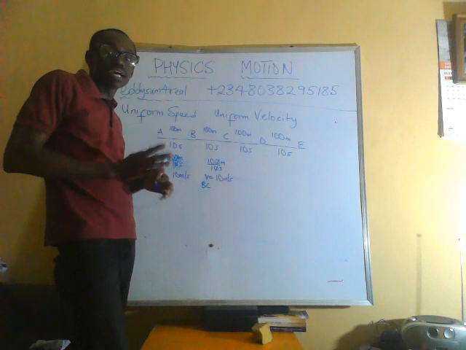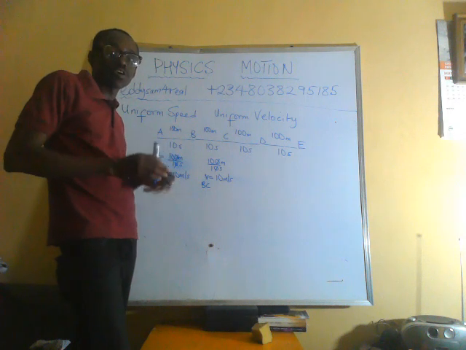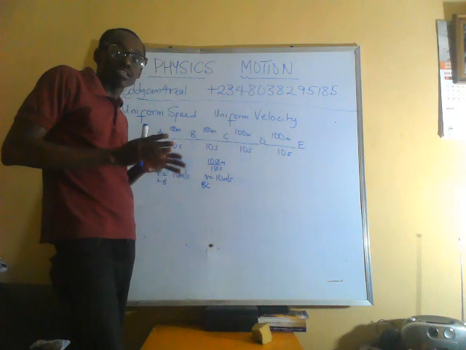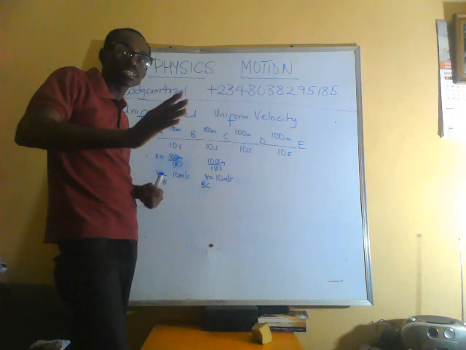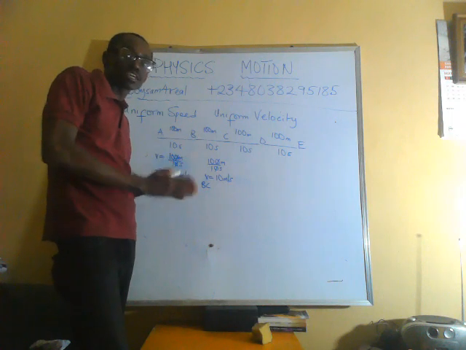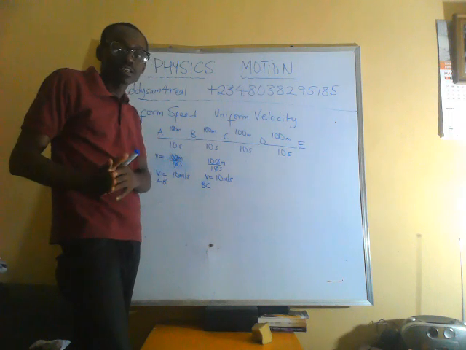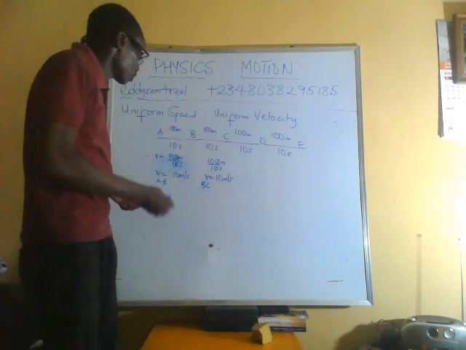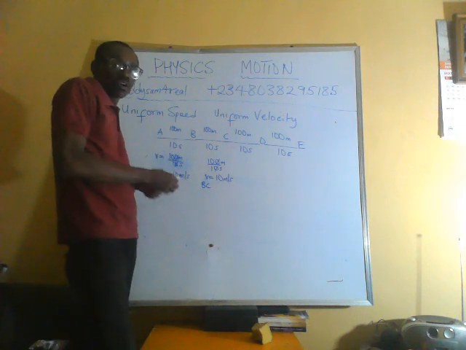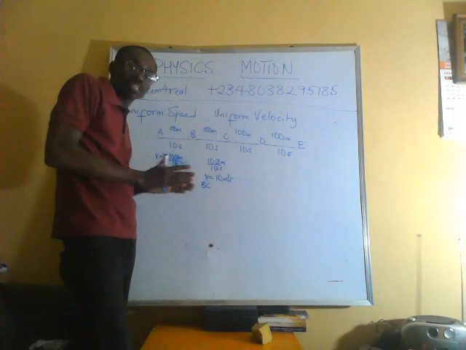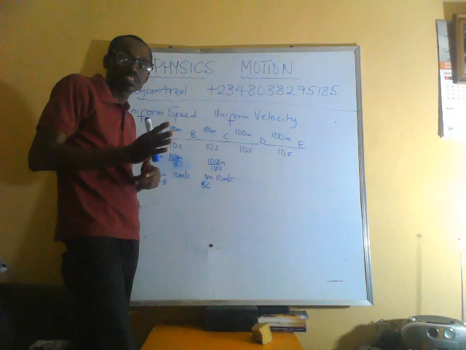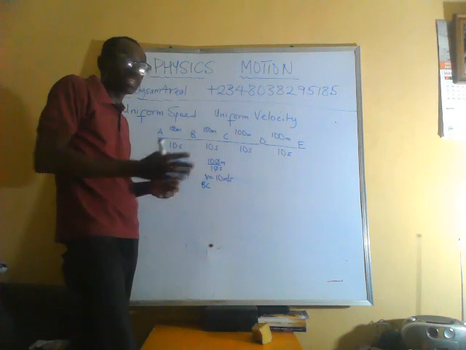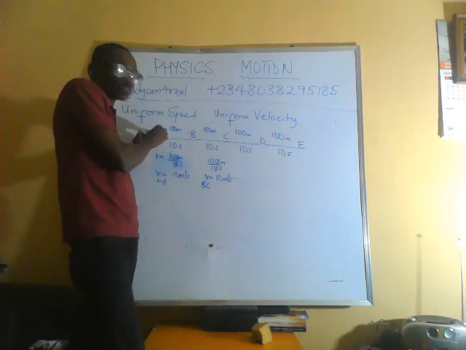when the rate of change of displacement is constant from the beginning of the journey to the end of the journey. Or the speed is said to be uniform when the rate of change of distance is uniform from the beginning of the journey to the end. Take for instance this journey right now.